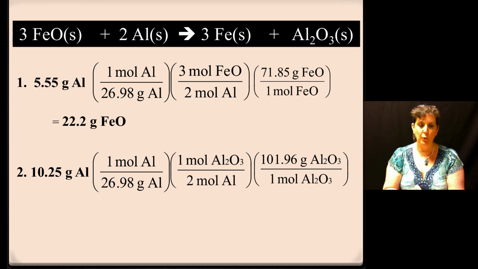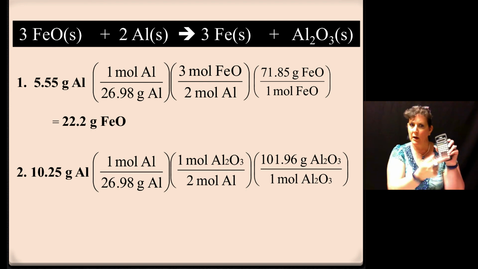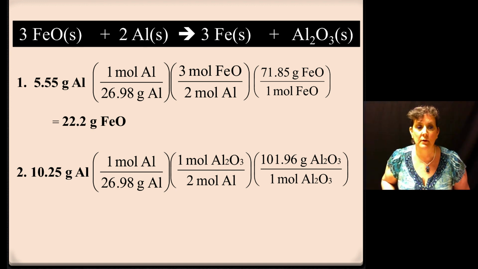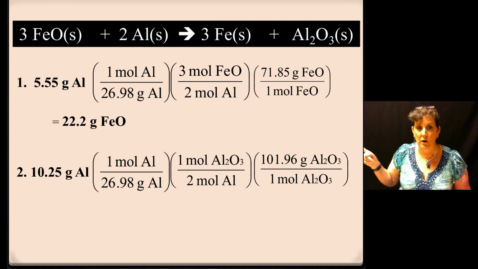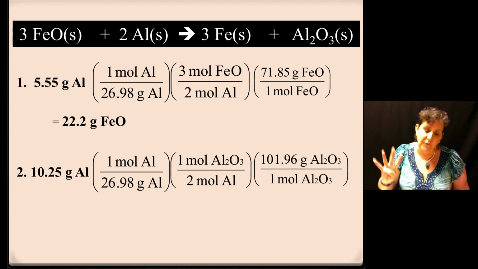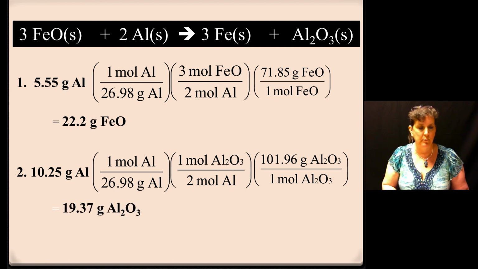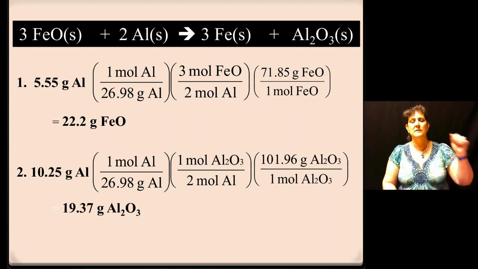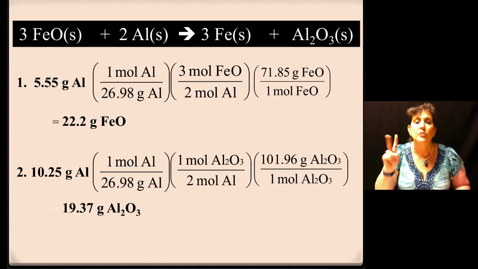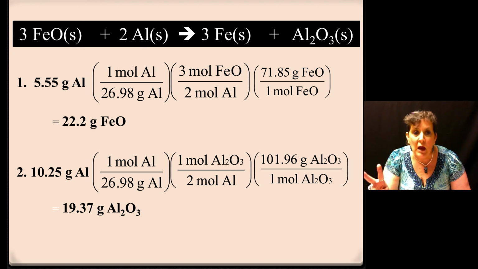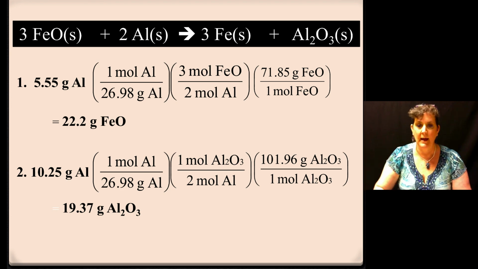10.25 times 1 divided by 26.98 times 1 divided by 2 times 101.96 divided by 1 equals, big long number. How many sig figs this time? 10.25 has 4, 26.98 has 4, 101.96 has 5. We go with the least, 4. 19.37 grams aluminum oxide is our answer. We have done 2 complete stoichiometry problems. Okay, good job.